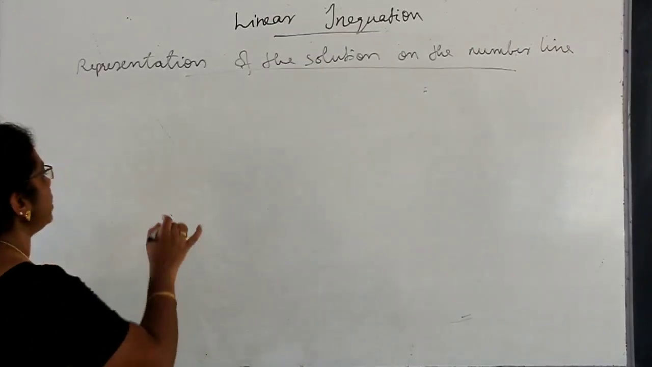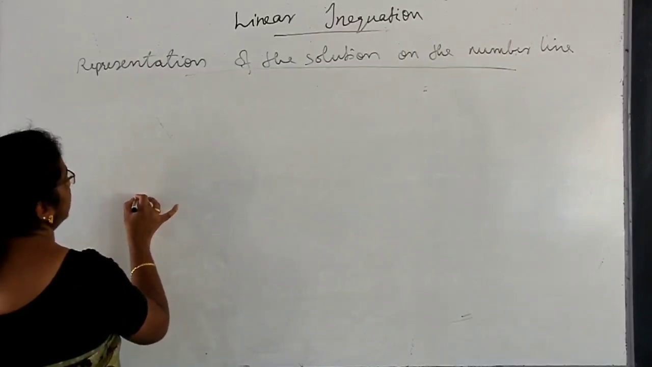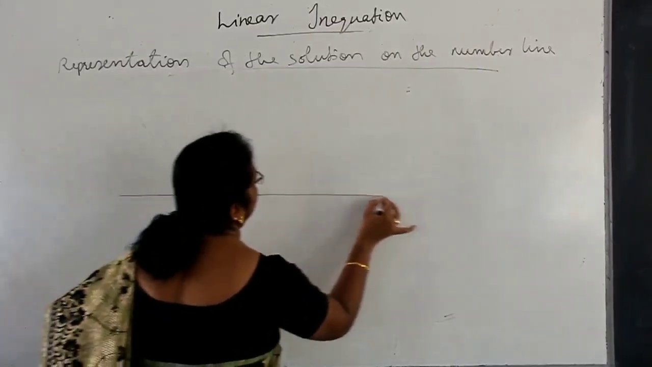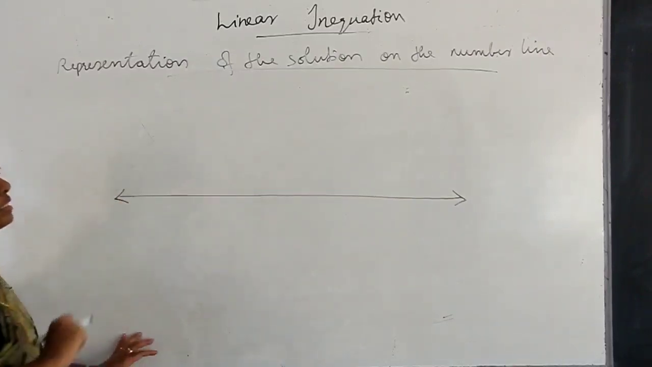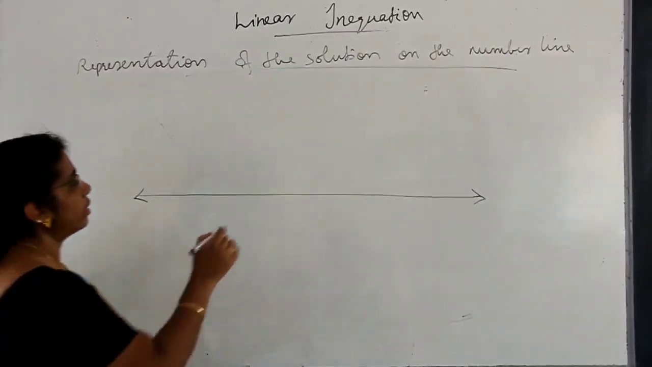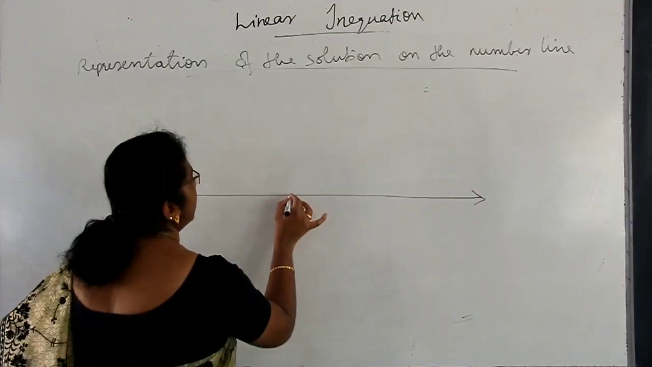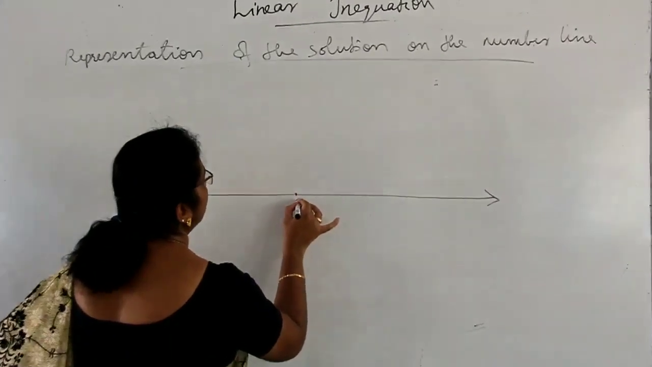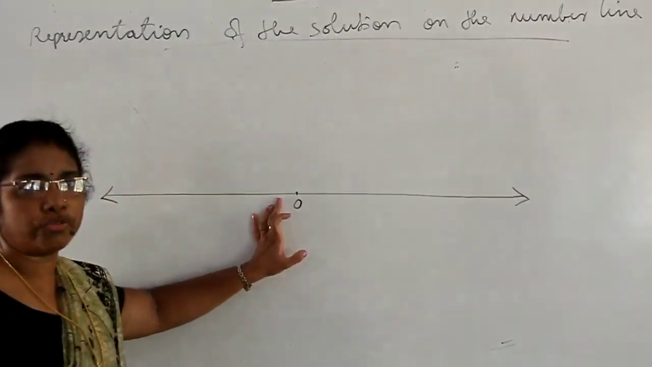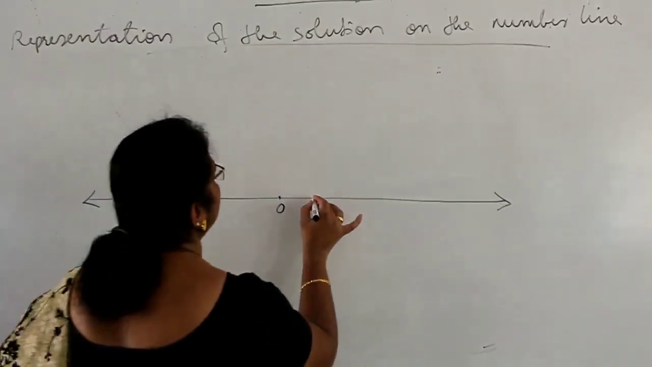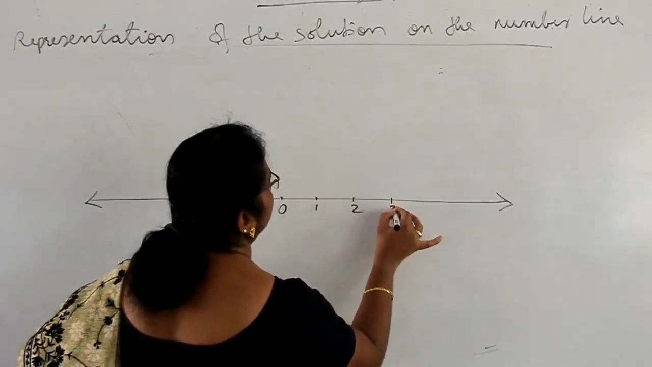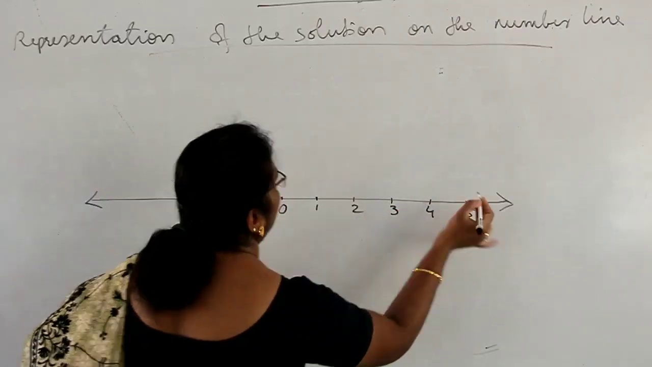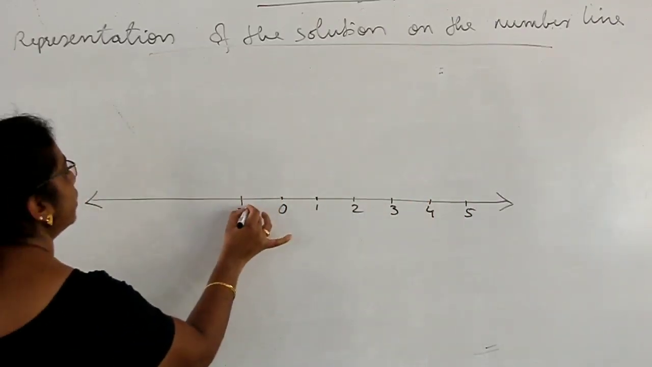So the real number line is, first draw a straight line and put arrow marks on both sides of this straight line. On this line, in the middle mark 0, the right side of the 0 mark is positive numbers, and the left side of the 0 mark is negative numbers.